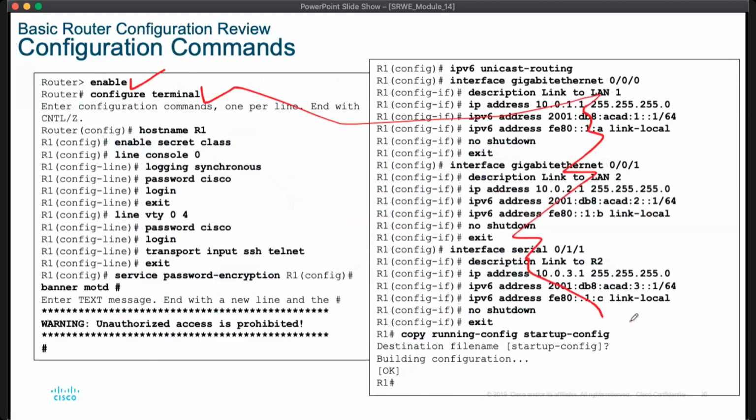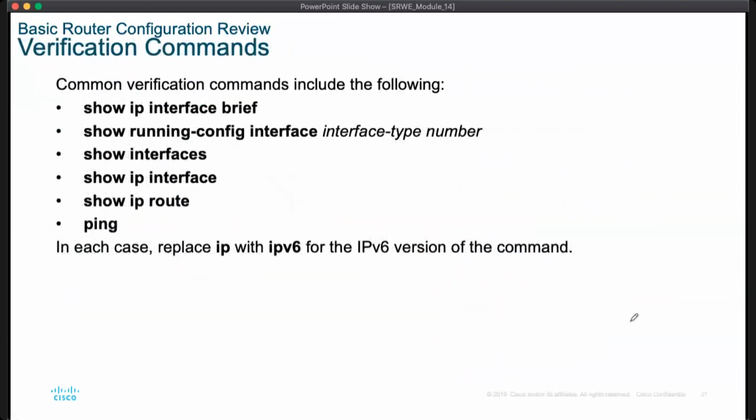All right, verification commands. Common verification commands include the following: show ip interface brief, show running-config interface, show interface, show ip interface, show ip route, and finally ping. In each case, replace ip with ipv6 for the IPv6 version of the same command.